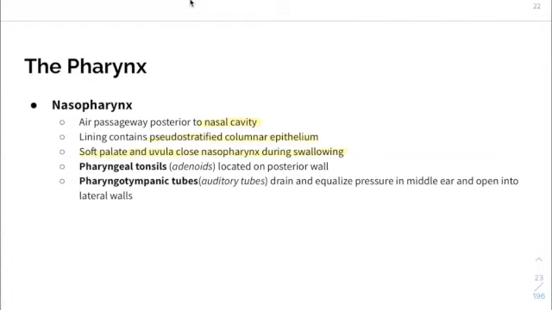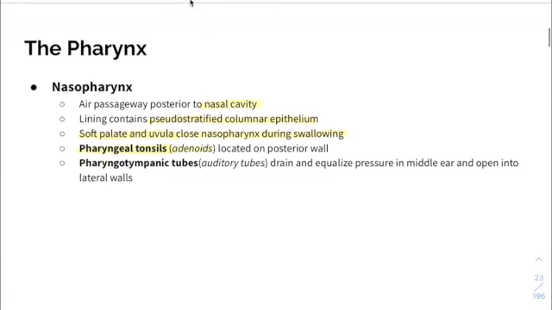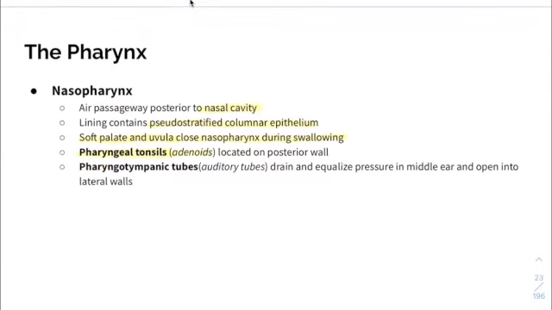In the nasopharynx, we have what are called pharyngeal tonsils or adenoids. These are on the back wall of that nasopharynx. We have pharyngeotympanic tubes, or your auditory tubes. That's what's supposed to help equalize the pressure in your ears.